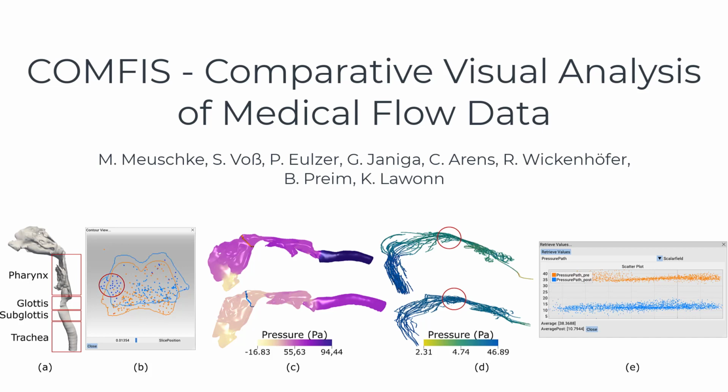We present ComFlow, a system for the comparative visual analysis of medical flow data. These include comparative views of different scalar fields defined on the surface mesh, comparative depictions of the underlying volume data, and comparisons of clustered flow patterns inside the volume. In consultation with different domain experts, we derived 9 comparative tasks that ComFlow should support.